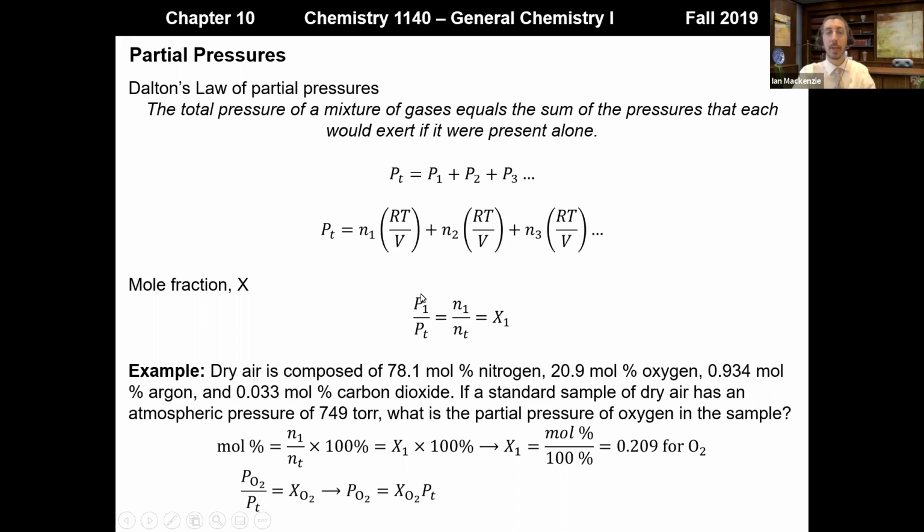So PO2 over total pressure is equal to the mole fraction of O2. We can rearrange that to solve for the partial pressure of O2: it's the mole fraction times the total pressure. I have the mole fraction, I have the total pressure. I multiply those two together and I come out with the partial pressure of oxygen being 157 torr. That's an example of how we would use partial pressures and mole fraction to isolate and figure out certain amounts or parts of a mixture of gases.